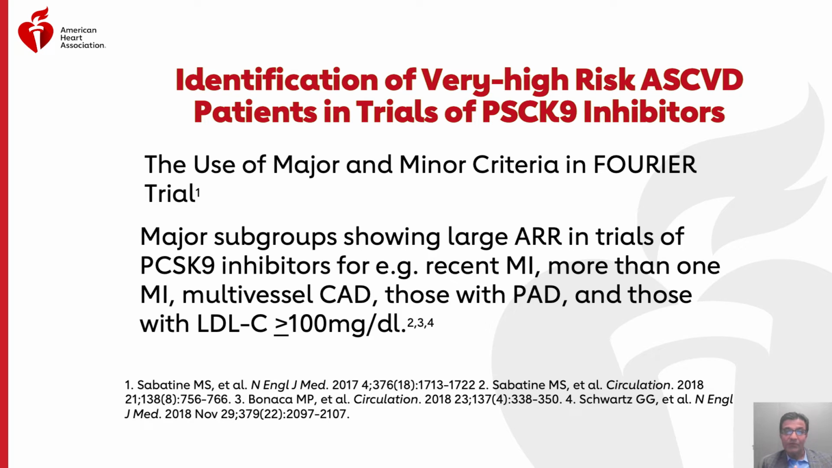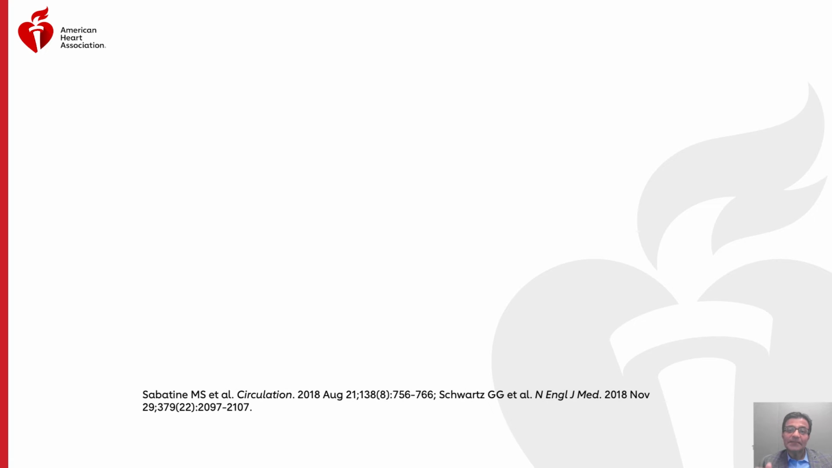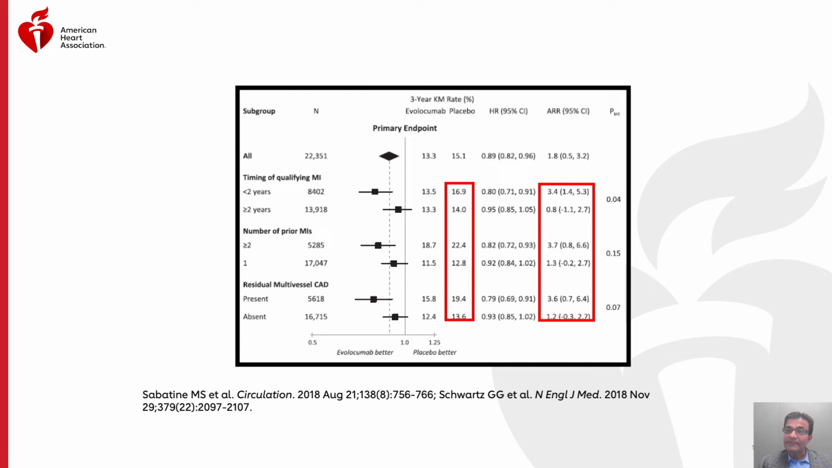Those patients are those who had a recent MI, more than one MI, multi-vessel CAD, peripheral artery disease, and those with baseline LDL cholesterol of 100 milligrams per deciliter or higher. So I'll show you again some of those subgroup analyses that drill down the point that not all secondary prevention patients are created equal. These are data from the Fourier trial.